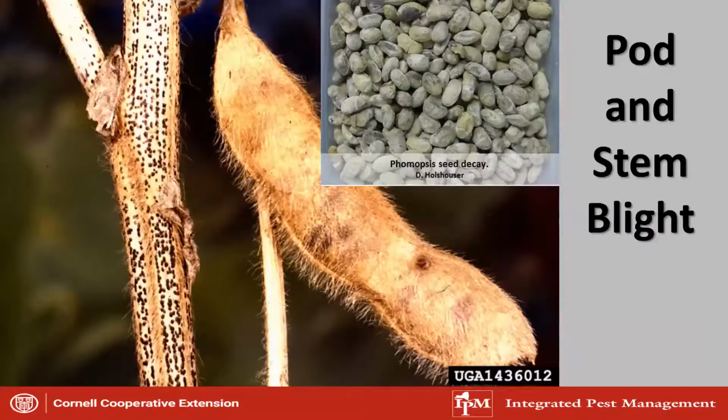Somewhat related to northern stem canker is part of the disease complex called pod and stem blight. That causes Phomopsis seed decay, which is what you're seeing in that picture there. These moldy, cracked seeds that are white are unmarketable, they won't germinate, they're terrible. This is very widespread. You tend to see it late in the season, those black specks along the stem. That's actually the fungal fruiting bodies.